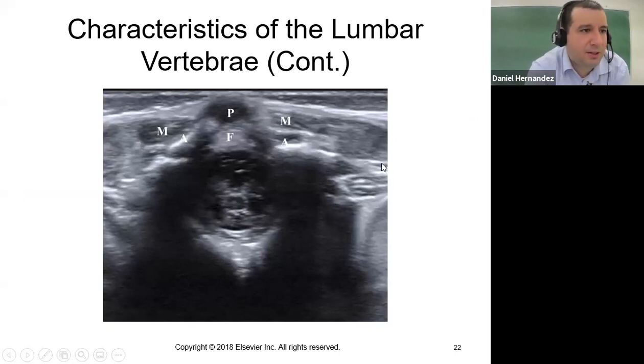So this is a transverse presentation of your spinal canal. This is your central spinal canal getting towards that conus medullaris, that tip. So these are muscles. These are those processes, the vertebral arches.